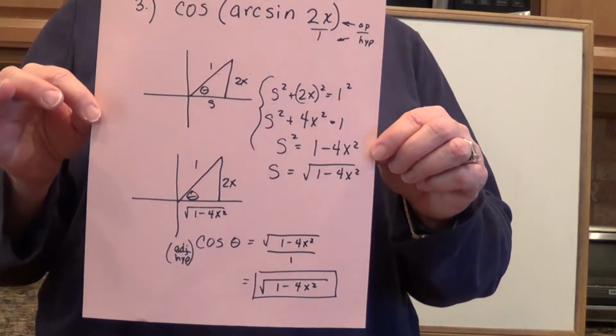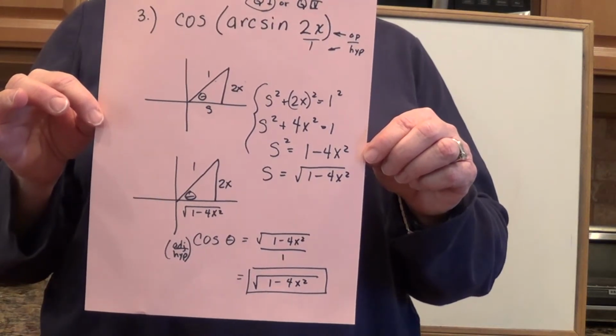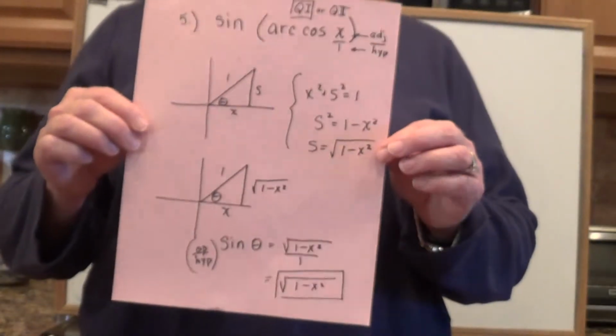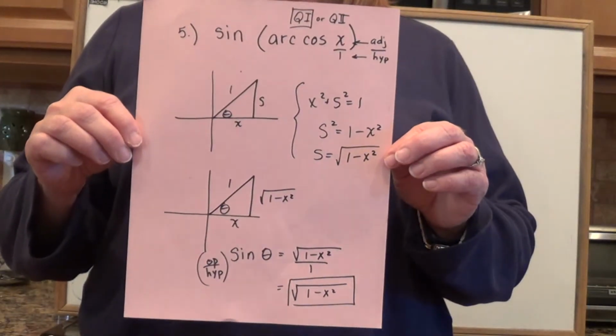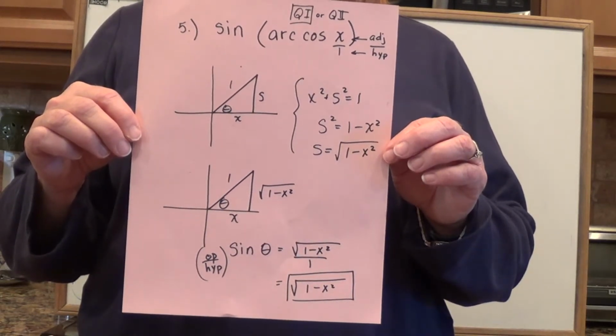It's number 2. Number 3. And lastly, I did 4 for you, so number 5. Whoops. There it is. Number 5. And I don't see any big surprises in any of these, so hopefully your answers are agreeing with mine.